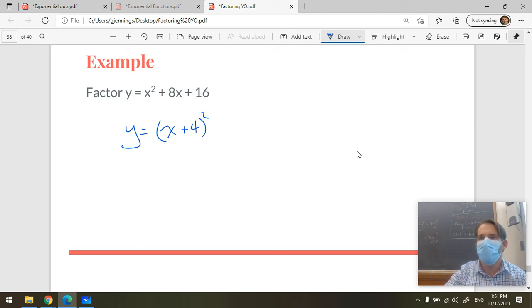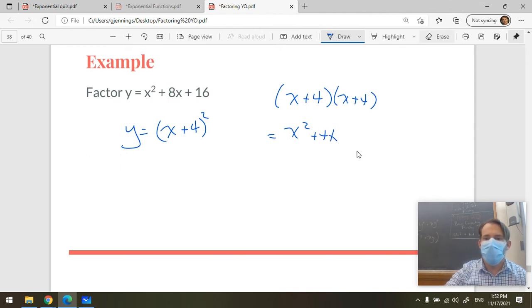That's my FOIL rule. It's going a little faster. Going a little slower now. (x plus 4) times (x plus 4). FOIL that guy. You get x squared plus 4x plus 4x. If you're going to write it out, Mr. Jennings, take the time to write it nicely. 4x plus 4x plus 16 is that. This is a perfect square trinomial.